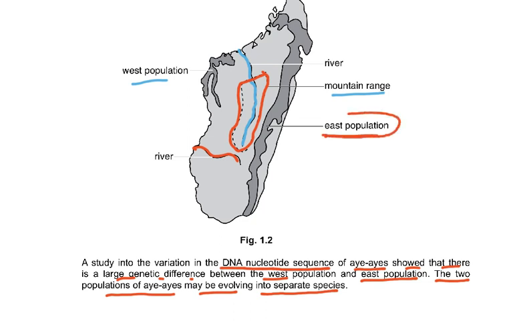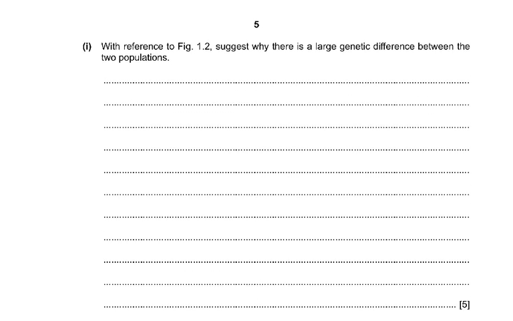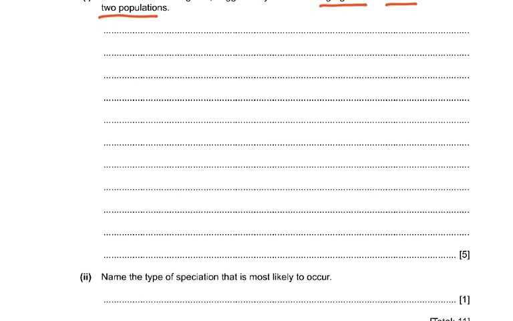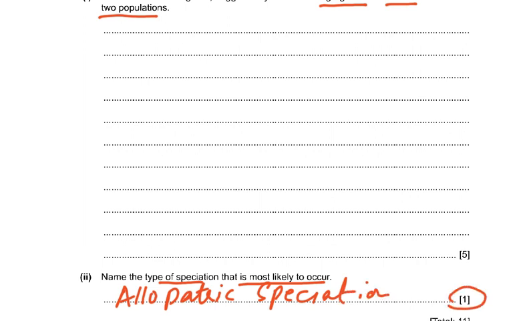Now, here is a clue: east population, west population, one on one side, one on the other side, geographical isolation. Now, let's look at the question now. The question is, with reference to figure 1.2, suggest why there is a large genetic difference between the two populations. And then it says, name the type of speciation that is most likely to occur. So you have to really read the question carefully. And as you know, this type of speciation, in which there is geographical isolation, has to be allopatric speciation. So that is a name which you must know, and so you got your 1 mark for that.